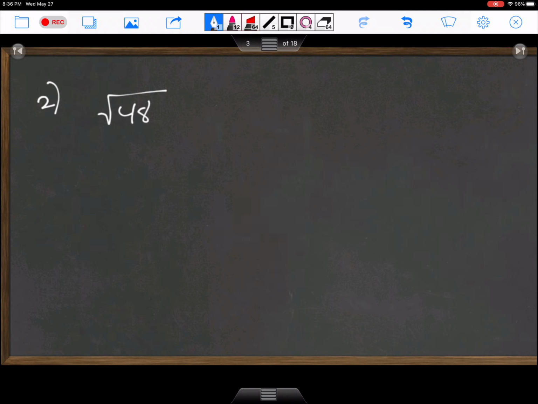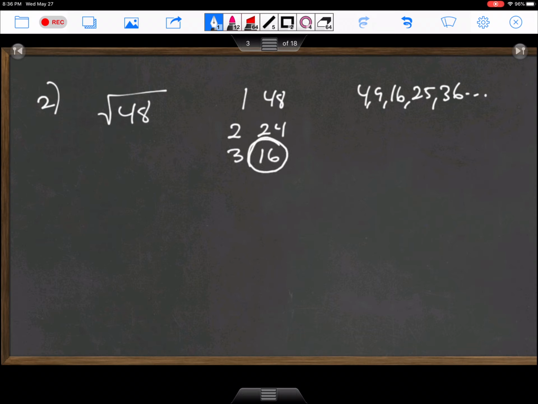We've got the square root of 48. And again, we're looking for those perfect squares. So a factor of 4, 9, 16, 25, 36, something in that list, okay? So as I'm thinking about factors of 48, I got 1, 48, 2, 24. Nothing's hitting me right now. 3, 16. Ooh, 16 looks nice.